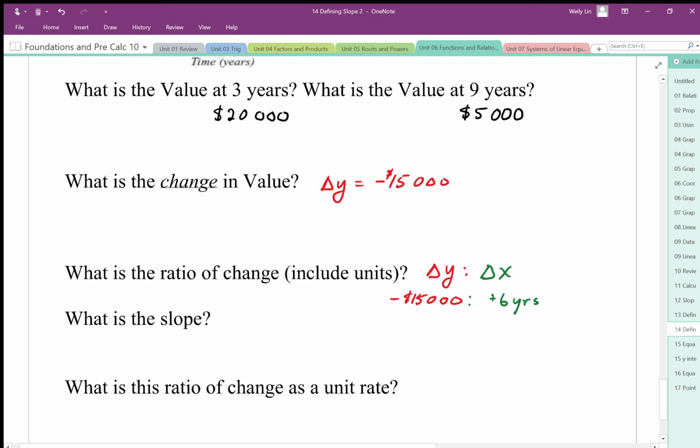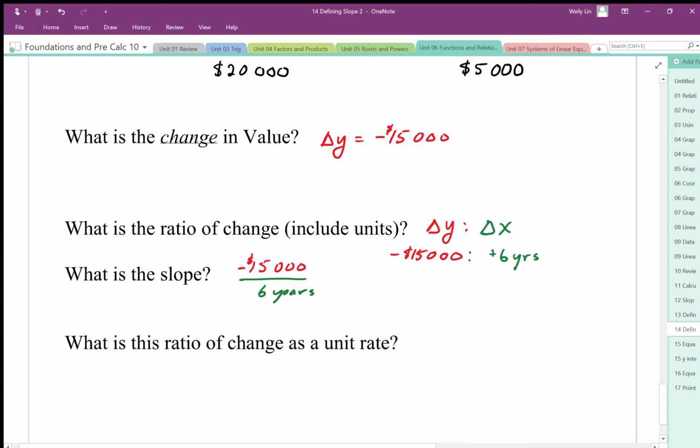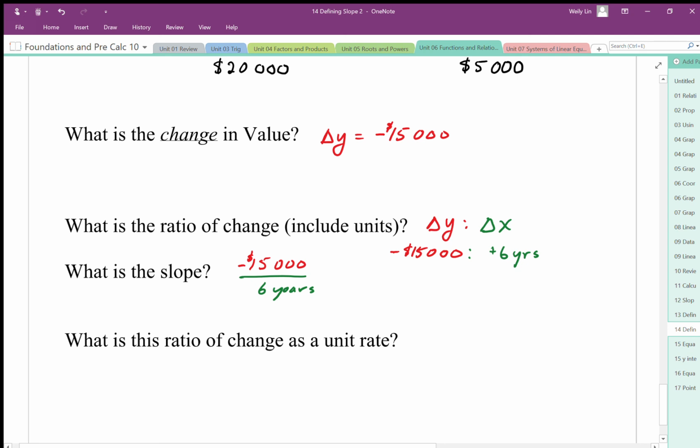Okay, so the slope then we write as the y is always on top, so negative $15,000 for every 6 years. Okay, so this represents my slope ratio. Now often the unit rate is going to be useful, so we'll divide that to get the unit rate. When we divide that, we end up with $2,500 for every 1 year.